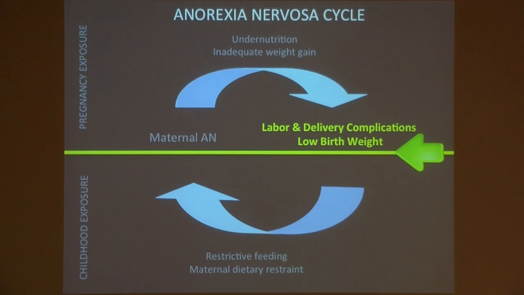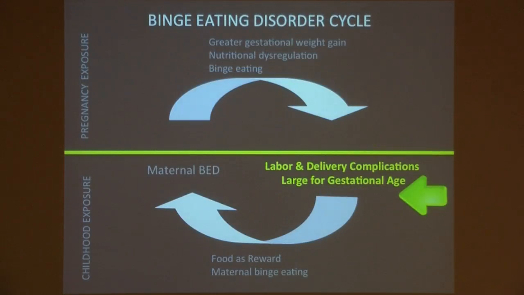So there we are, we went through the top of that cycle, and now we're going to come over to this side and say what comes out the other end of the pregnancy. What are the labor and birth complications and delivery issues that these women encounter? So for the binge eating disorder cycle, what we're looking at is, are these babies large for gestational age, and are there labor and delivery complications?